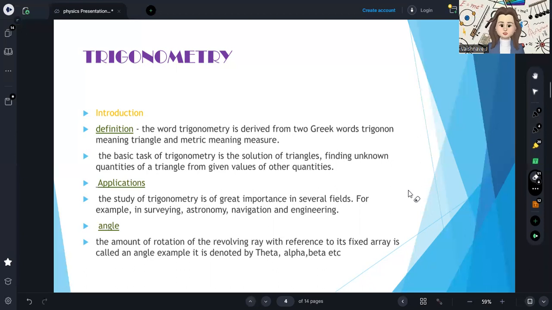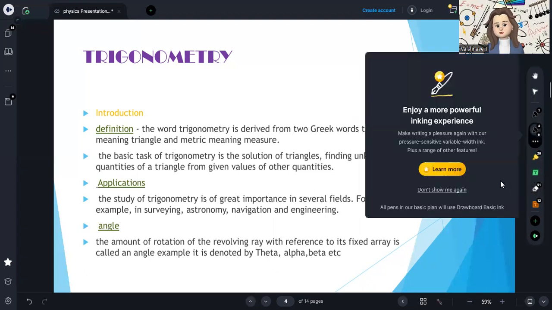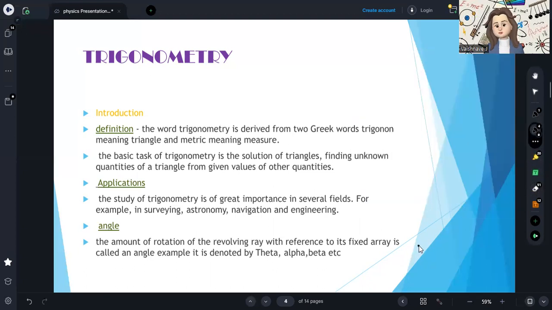Now, before that, you have to know the definition of an angle, right? Now, to find the definition of an angle, please look into the slide. The amount of rotation of the revolving ray with reference to the fixed point. Now, for example, let's say this is the fixed point on the x-axis.